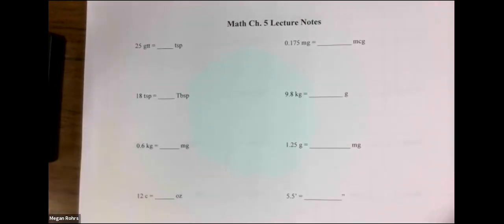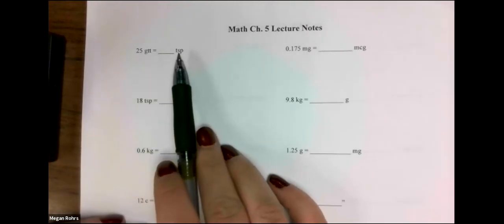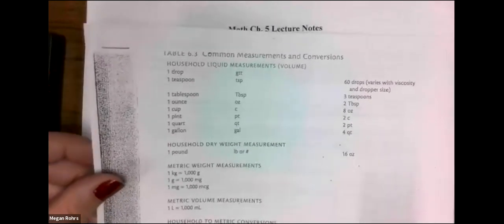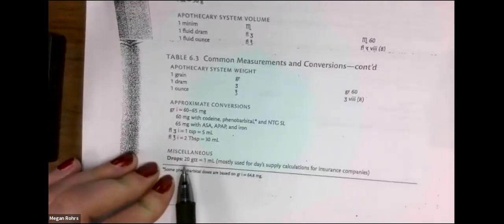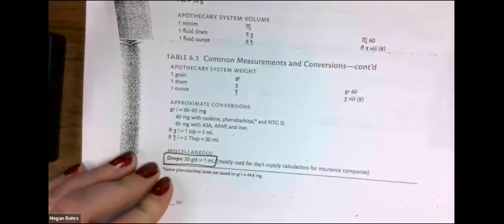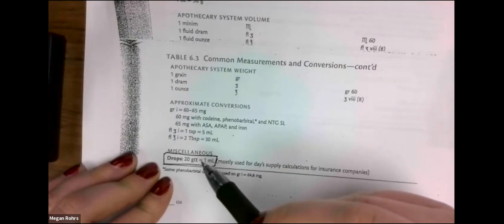So let's take a look at this first one here. 25 drops is how many teaspoons? Well, we can look at our table to figure out what units we need. And I'm actually going to have you make a correction on this sheet if I have not already done that for you, okay? So I want you all to look at the bottom of this sheet. We see that 20 drops is equal to 1 milliliter. So this is a really important conversion that you will be expected to know, and you're going to need to know that for your certification exam.